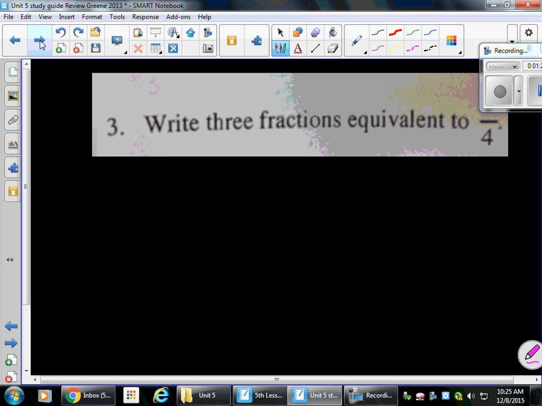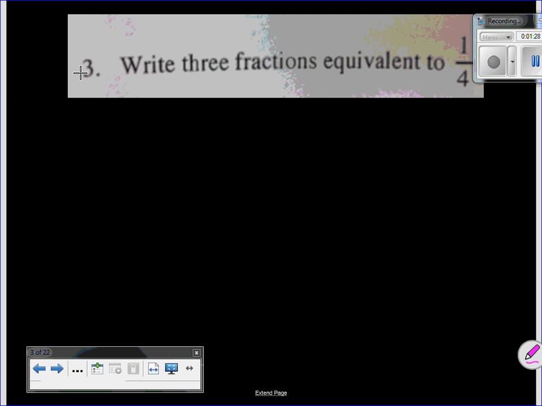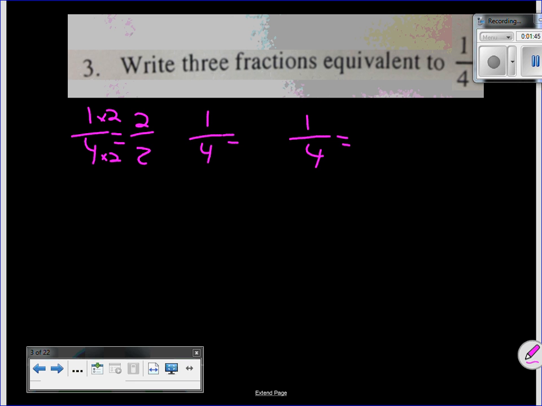Okay. Next problem, write three fractions equivalent to 1/4. I'm going to make my screen a little bigger here. I've got 1/4 equals, 1/4 equals, 1/4 equals. Hopefully you guys like my hot pink pen today too. It's kind of fun. Okay. Anyways, multiply times 2 gives me 2/8. Let's go times 3 gives me 3/12. Let's go times 5 this time. Times 5 gives me 5 over 20.